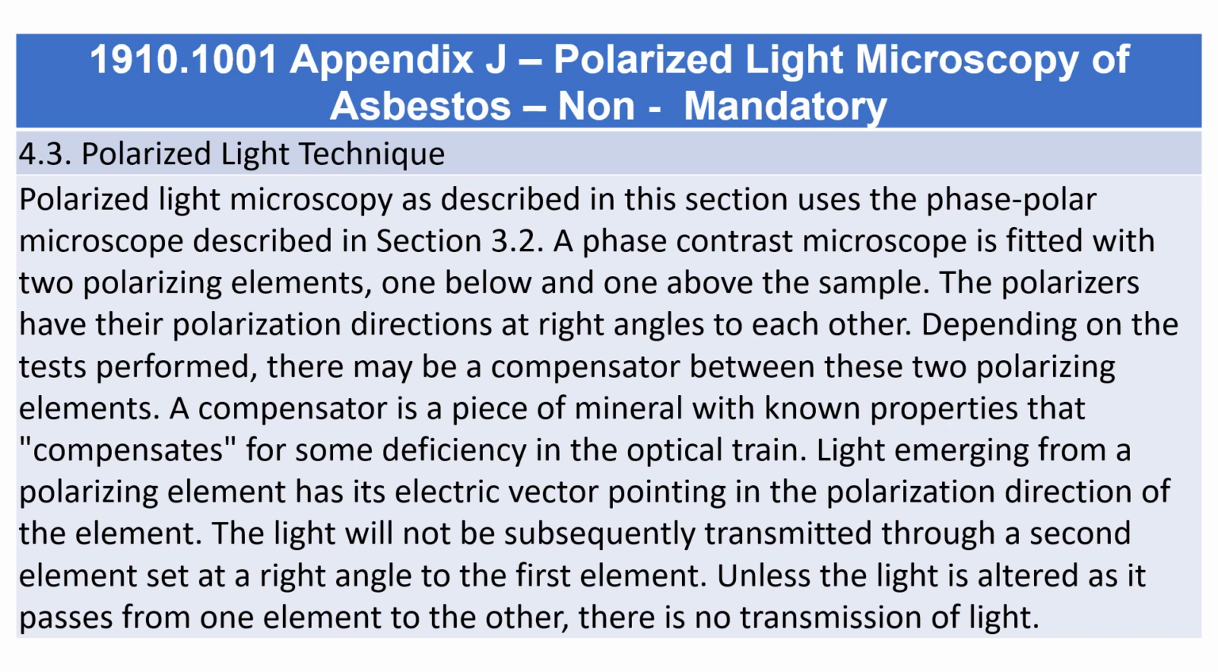The light will not be subsequently transmitted through a second element set at a right angle to the first element. Unless the light is altered as it passes from one element to the other, there is no transmission of light.